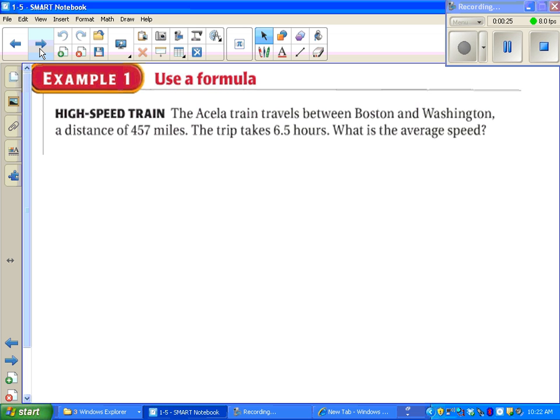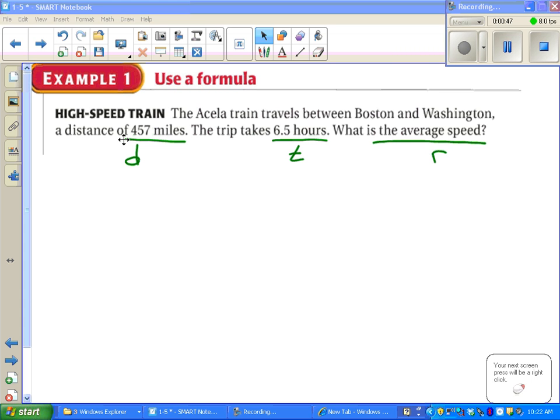The Acela train travels between Boston and Washington, a distance of 457 miles. That's a distance. Maybe we'll call that D if we need to. The trip takes 6.5 hours. That's a time. What is the average speed? Average speed is another way of saying rate.